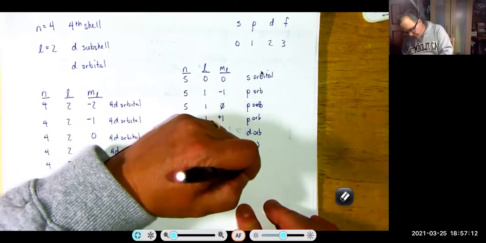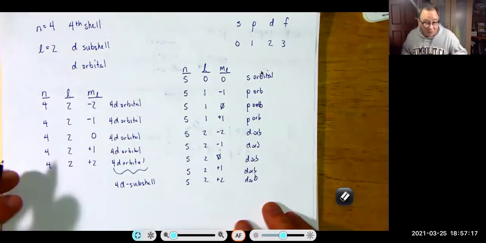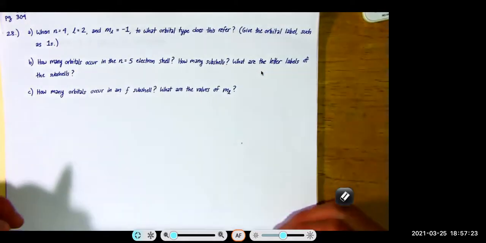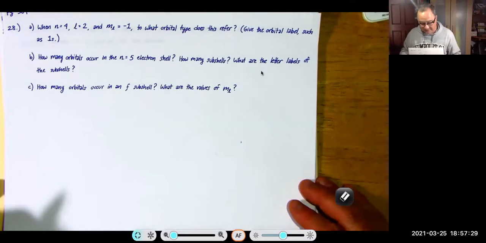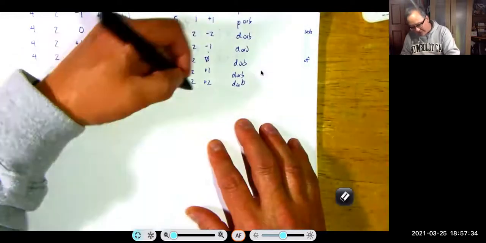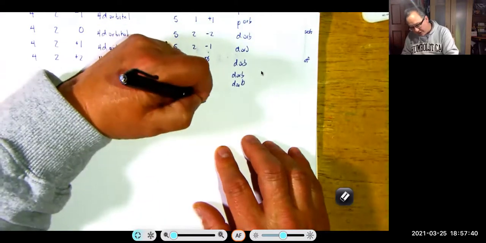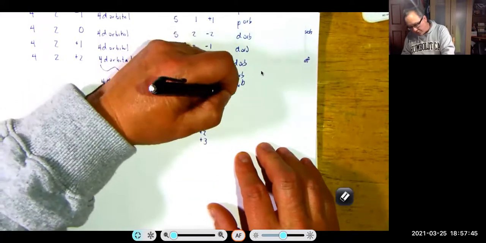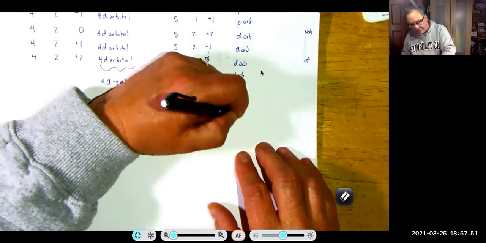Now, it's kind of unfortunate that they picked this one here because we got a lot more work to do. This can go all the way down to, what is it, 4? Yeah, it can actually go to 4. So here you can have a 5, 3, with negative 3, negative 2, negative 1, 0, plus 1, plus 2, plus 3. And each of these are f orbitals. And there's 7 of them.